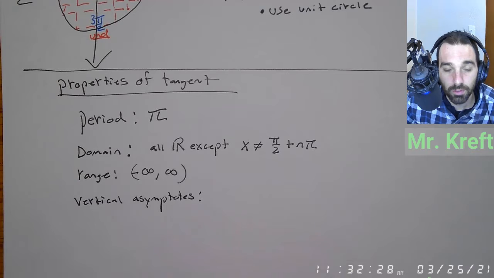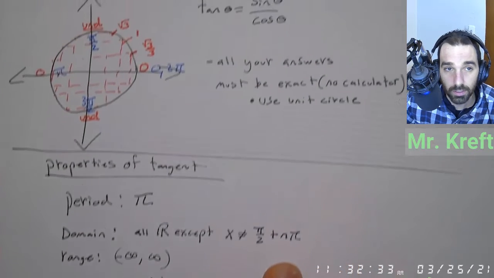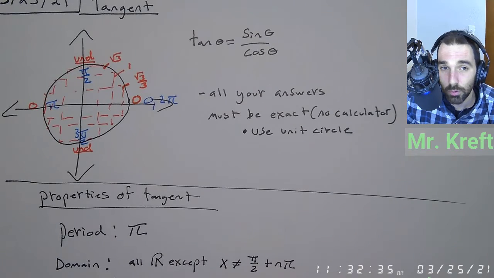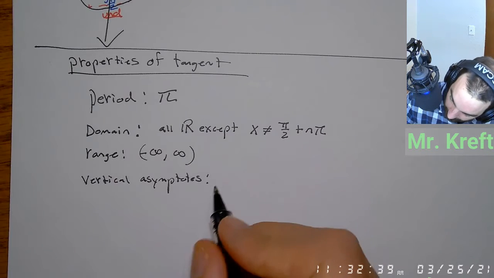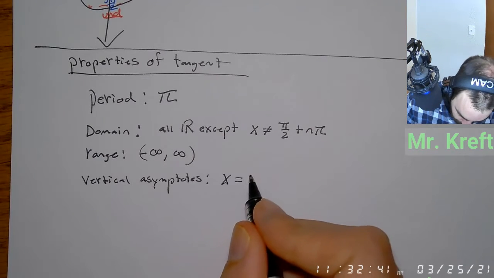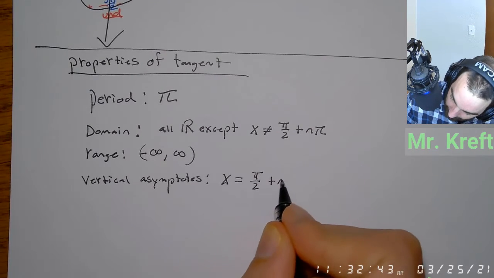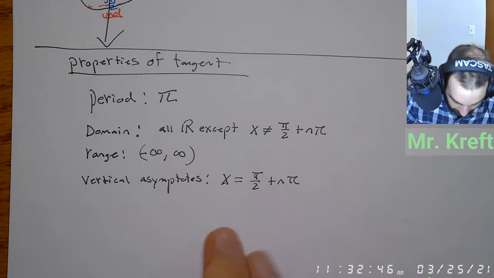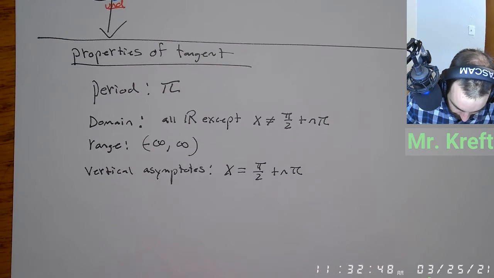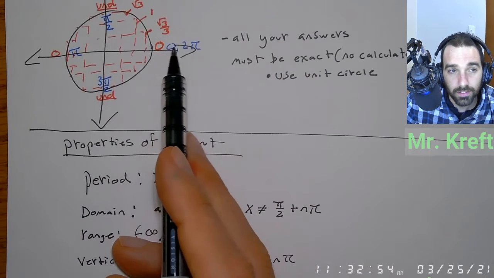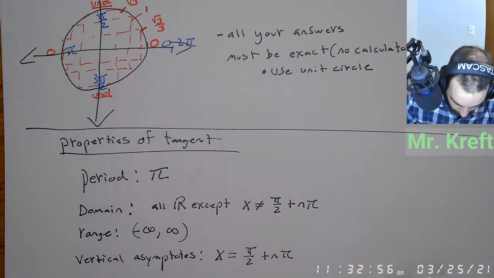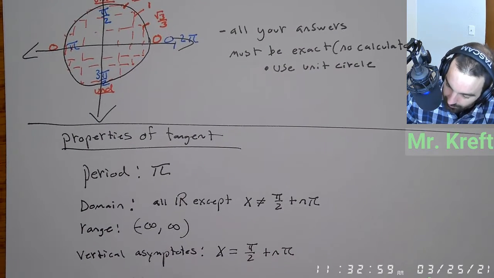Right? Because when do vertical asymptotes happen? Vertical asymptotes happen when you divide by 0. Since cosine is on the bottom, anytime cosine equals 0, you're going to have an asymptote. So we can say x equals pi over 2 plus n pi, because there are infinite solutions. You're going to have x-intercepts at 0 and pi, or multiples of pi.